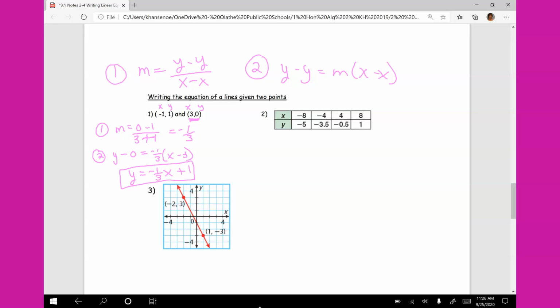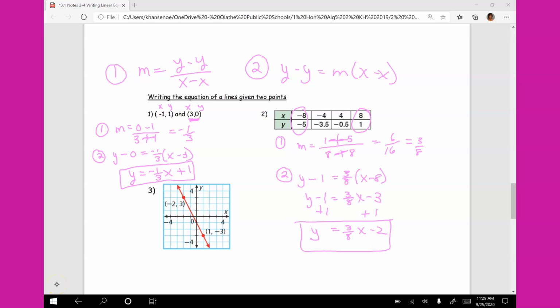That's going to be really hard. So I would pick these two, and I would find the slope, and then I would find my line. So I'm going to pause here. You're going to work it, and I'll work it, and you can check.